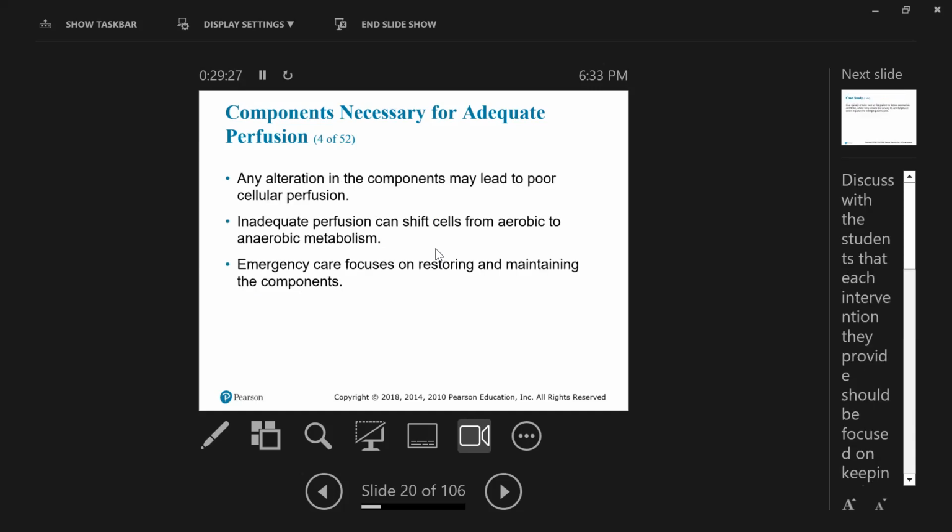Any alteration in the components may lead to poor cellular perfusion, and inadequate perfusion can shift cells from aerobic to anaerobic metabolism. Emergency care focuses on restoring and maintaining those components. So let's go over some of these.